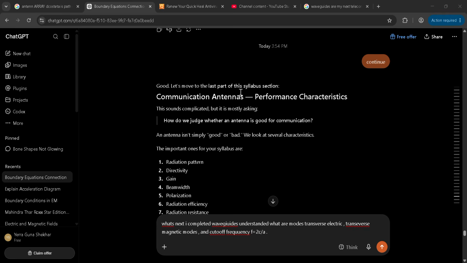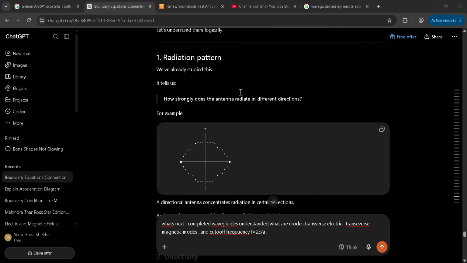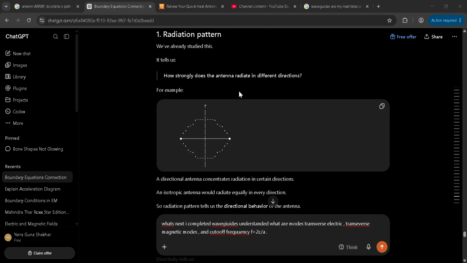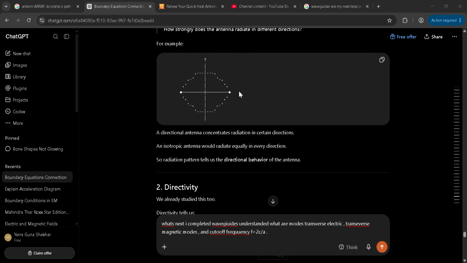How strongly does the antenna radiate in different directions? For example, the directional antenna concentrates radiation in certain directions. An isotropic antenna would radiate equally in every direction. So radiation pattern tells the directional behavior of the antenna. Directivity. We already studied these two.